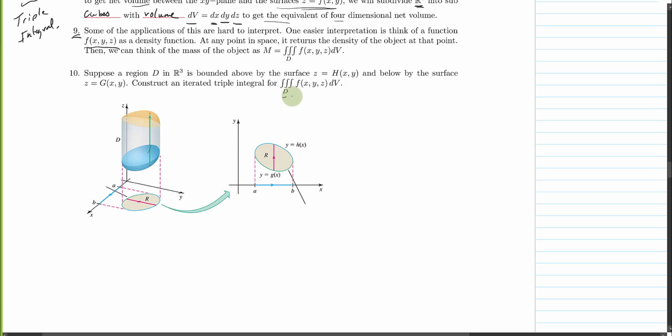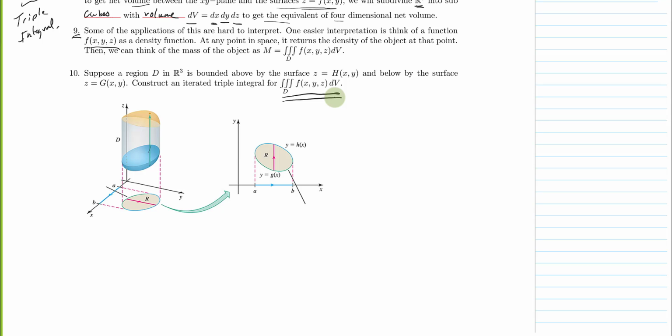So this triple integral is difficult to work with. So we're always going to do it as an iterated integral. Just like for our double integrals, we didn't work with the double integral. We transformed it to an iterated integral as long as Fubini's theorem applied. Same thing's going on here.